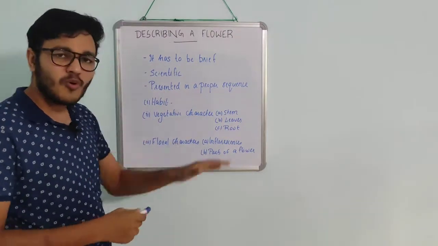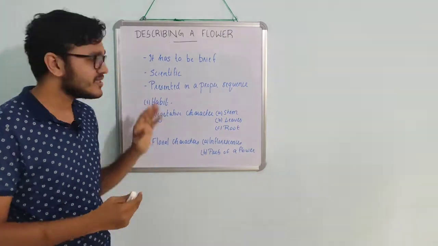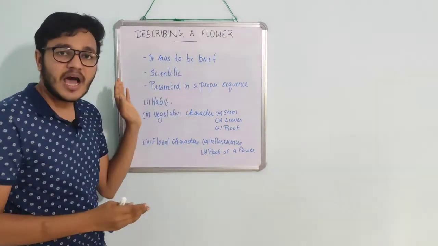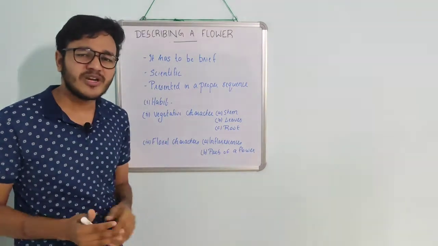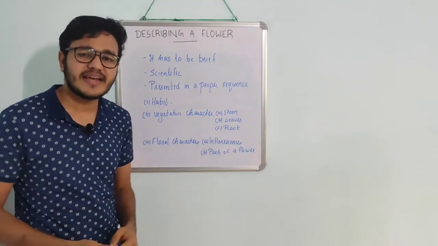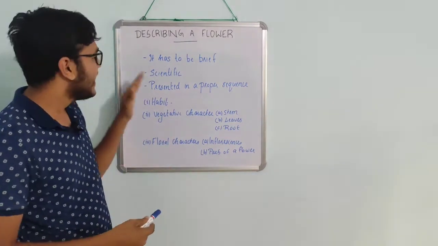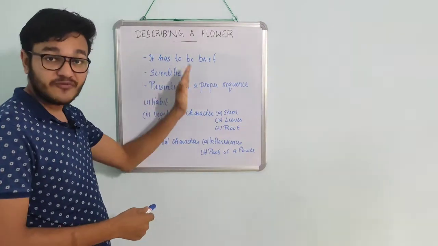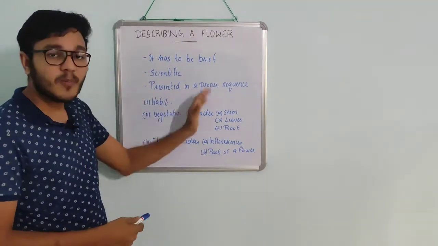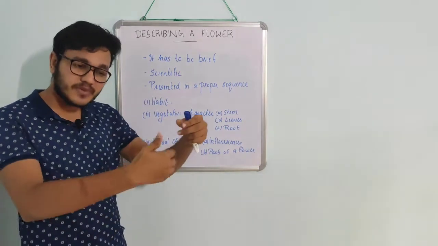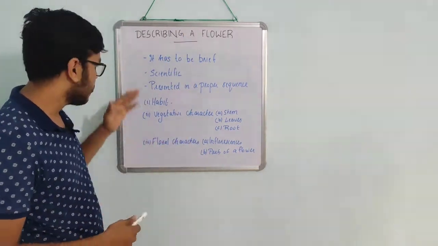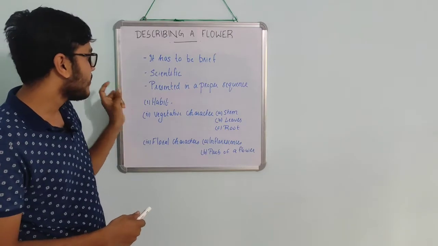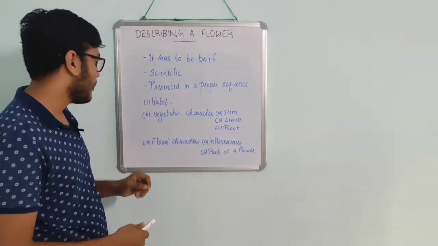Before going to how we describe a flower, first we need a set of rules, that is, how we should describe a flower. The first one is that it has to be brief. You need not use long sentences like it is a tree with long leaves, nothing like that. It has to be brief, scientific and presented in a proper sequence. There's a set order in which you should describe a flower or a plant. That is the importance of presenting in a proper sequence.